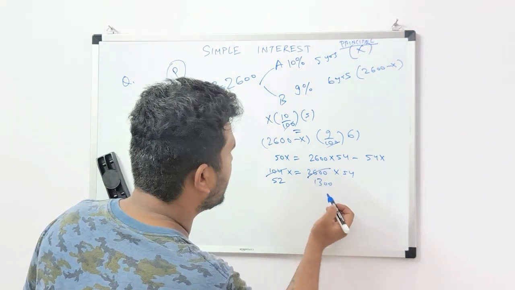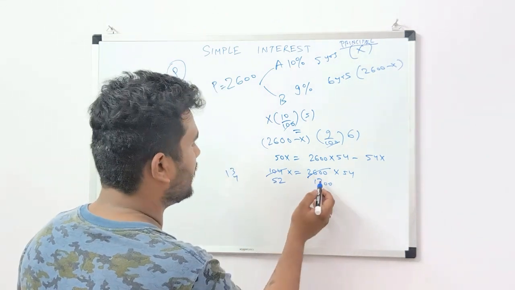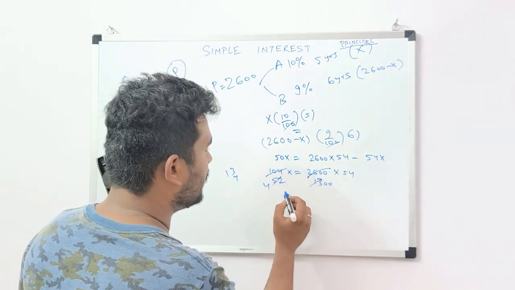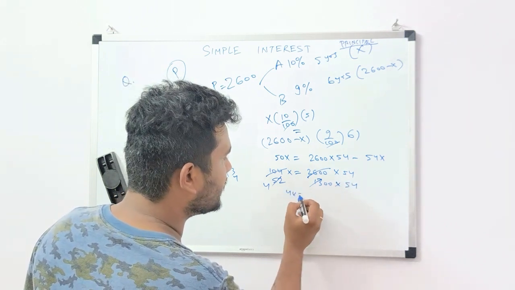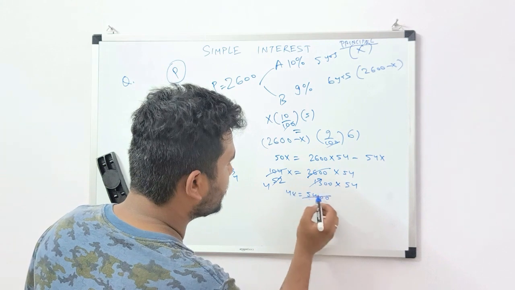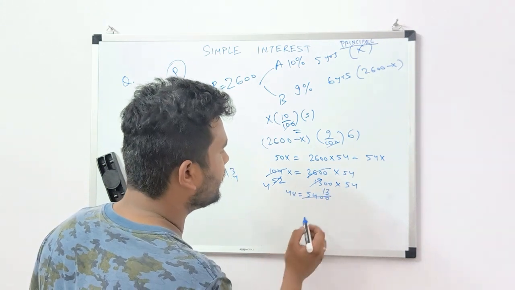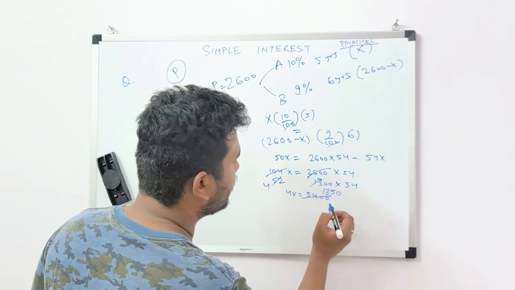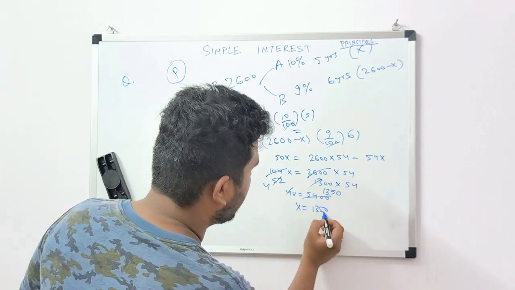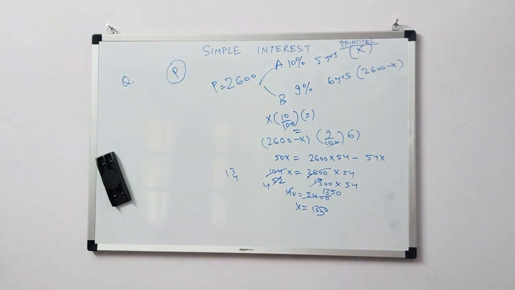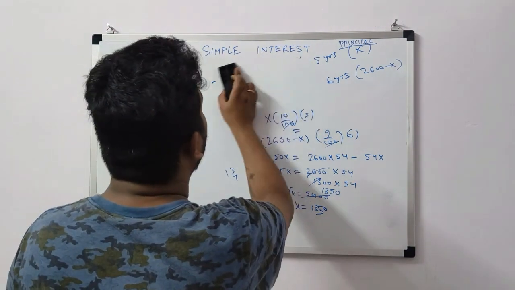1300. 13 fours are 52, yes. 4x is equal to 5400, so 4 1 is 4, 4 3 is 12, 25, 1350. x is 1350, okay. Where is it? Option C. Let's do 5 more questions fast.